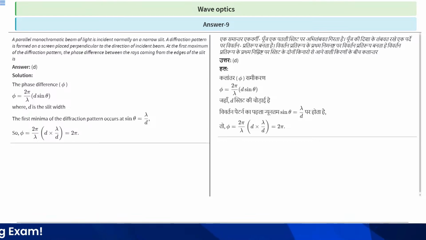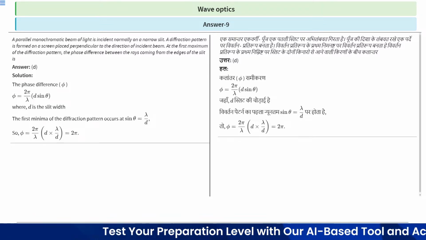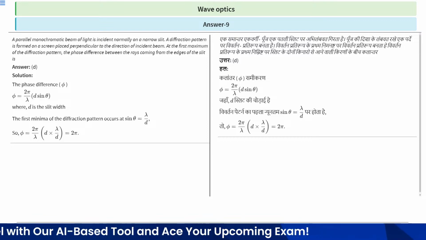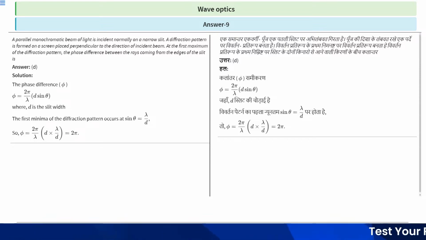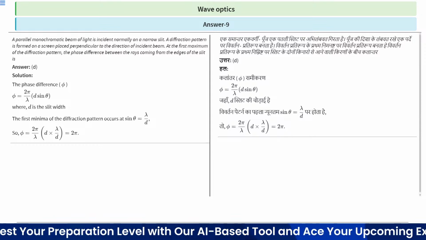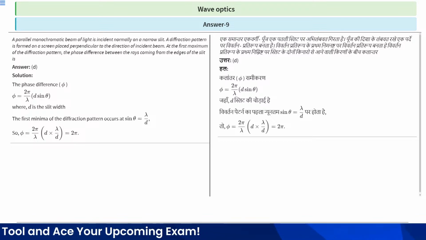The first minima of the diffraction pattern occurs at sin θ = λ/d. So φ = 2π/λ × d × λ/d. This comes from the relation sin θ = λ/d, so substitute sin θ with λ/d. After calculating this, you will get φ = 2π. So the phase difference between the rays coming from the edges of the slit is 2π. This is the correct answer, so the correct option is option D.